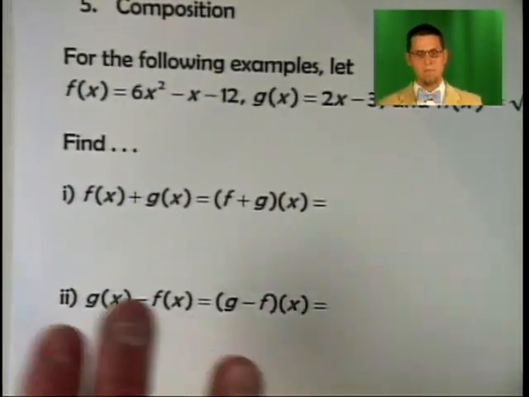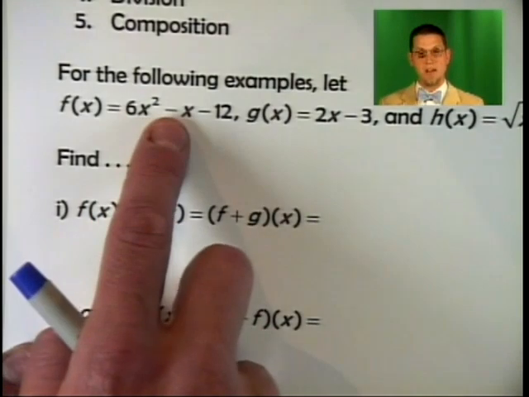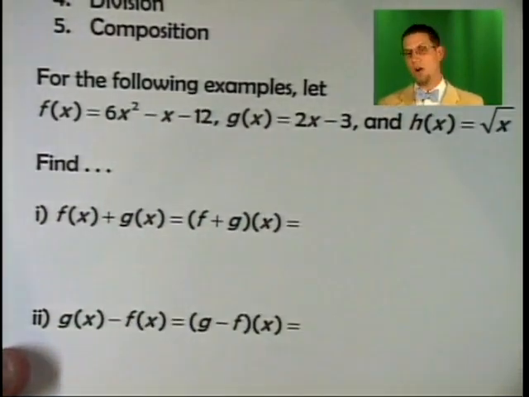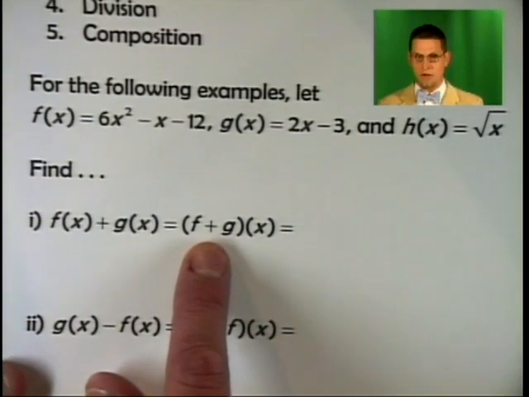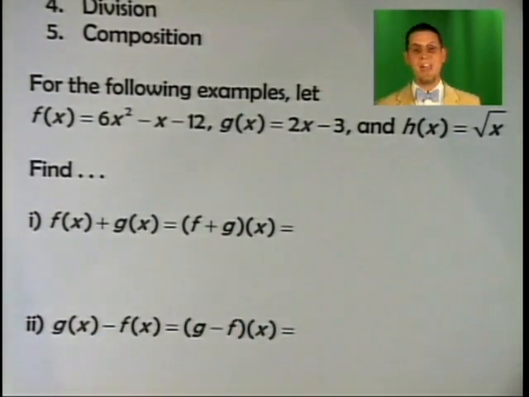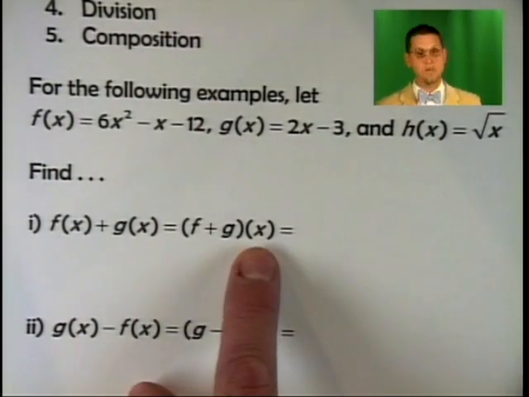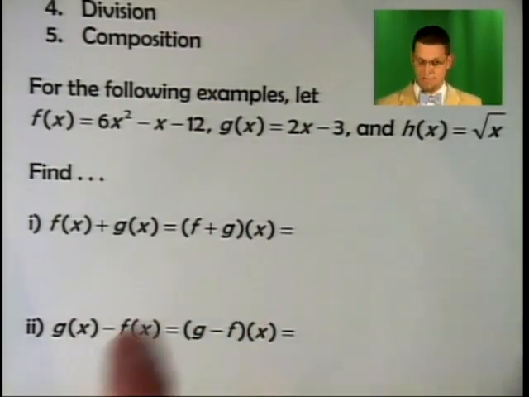Okay, first we have to learn notation. If I say f of x plus g of x, that just means I'm adding this function to that function. We can also write that, though, in this abbreviated notation, f plus g of x. And that's because f and g are the names of the function. X is the independent variable. So when you say f plus g, you're saying add f and g together, and it'll still be a brand new function of x. All right?